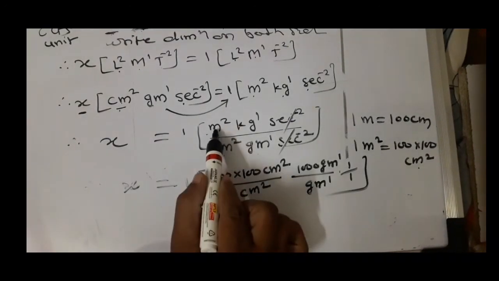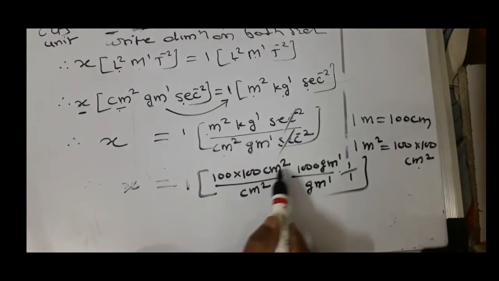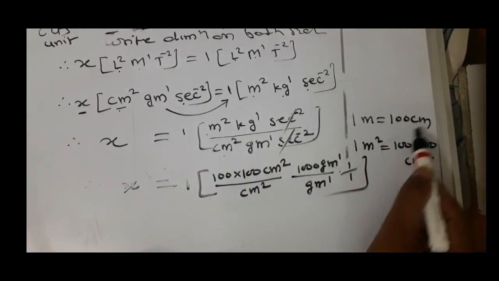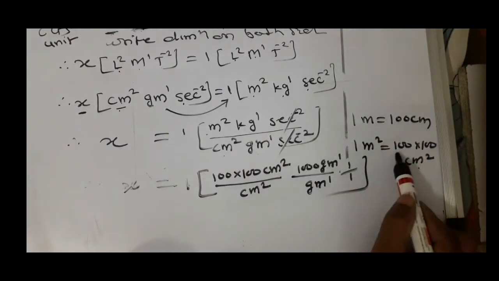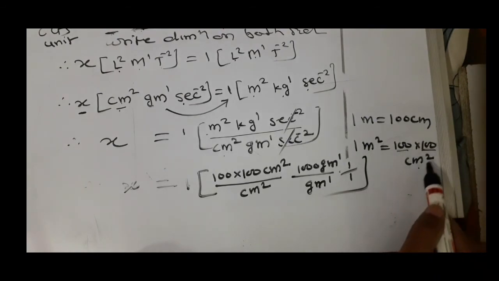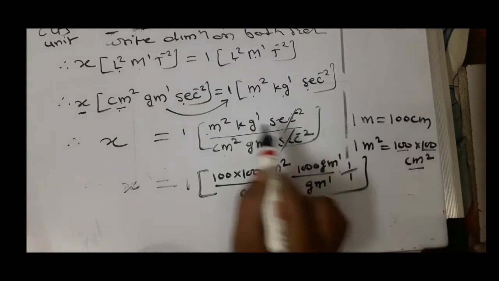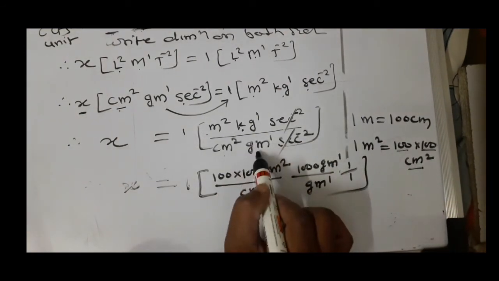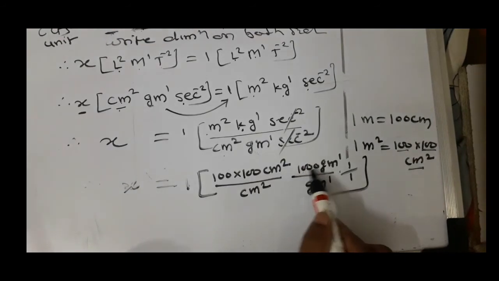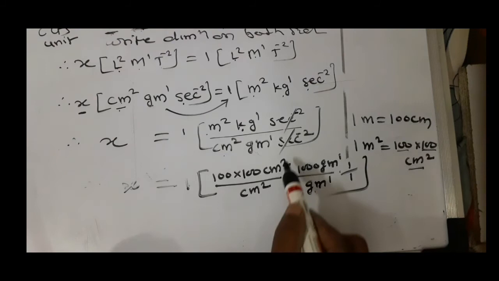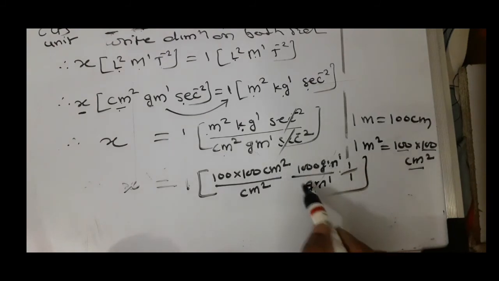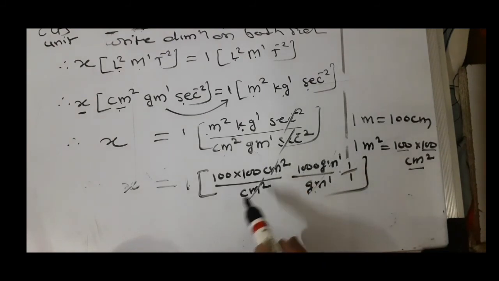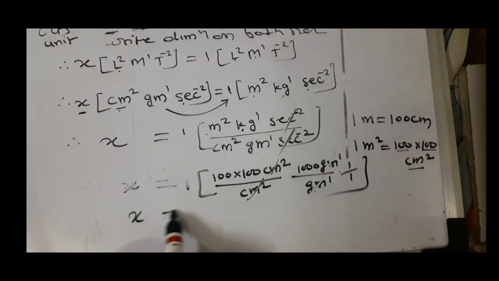Remember this, meter converted into centimeter: 1 meter is equal to 100 centimeter, but 1 meter square is equal to 100 into 100, that is centimeter into centimeter, the centimeter square. Here it is simply kilogram. Therefore, kilogram is converted into gram, that is 1 kg is equal to 1000 gram, gram raised to 1 upon gram raised to 1. So the gram gets cancelled, and the centimeter square also gets cancelled.